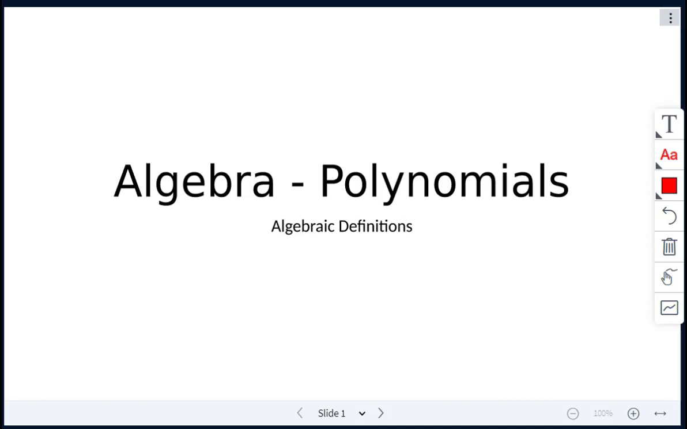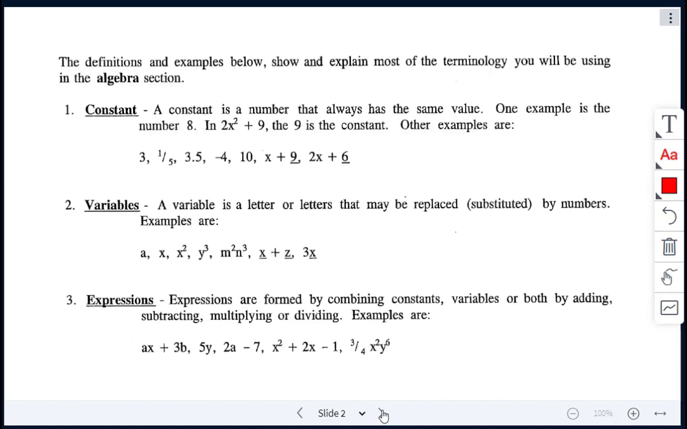Today's unit we are starting is the algebra unit on polynomials, and our first topic with this unit is algebraic definitions. So you do get this all in your modules. All of these definitions will all be there. So we're going to go through the definitions today and look at the examples of it as well.